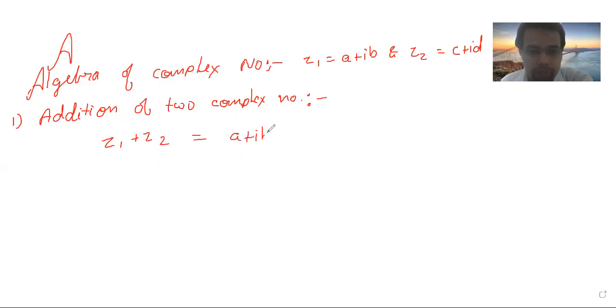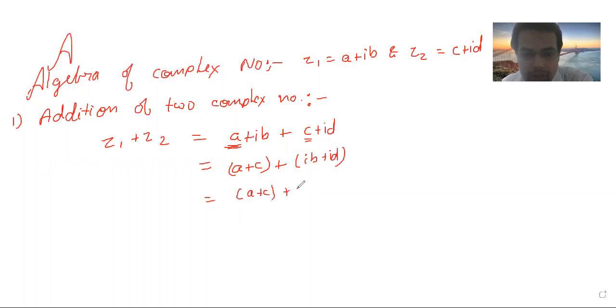Whenever we add z1 and z2, first of all we will write it as a plus ib, then plus c plus id. The process of addition is that you add the real parts a and c together to get the real part, and the imaginary parts ib plus id together. By this we get a plus c, and plus i common, b plus d. So this is the sum of two complex numbers z1 and z2, where we add real parts together and imaginary parts together.